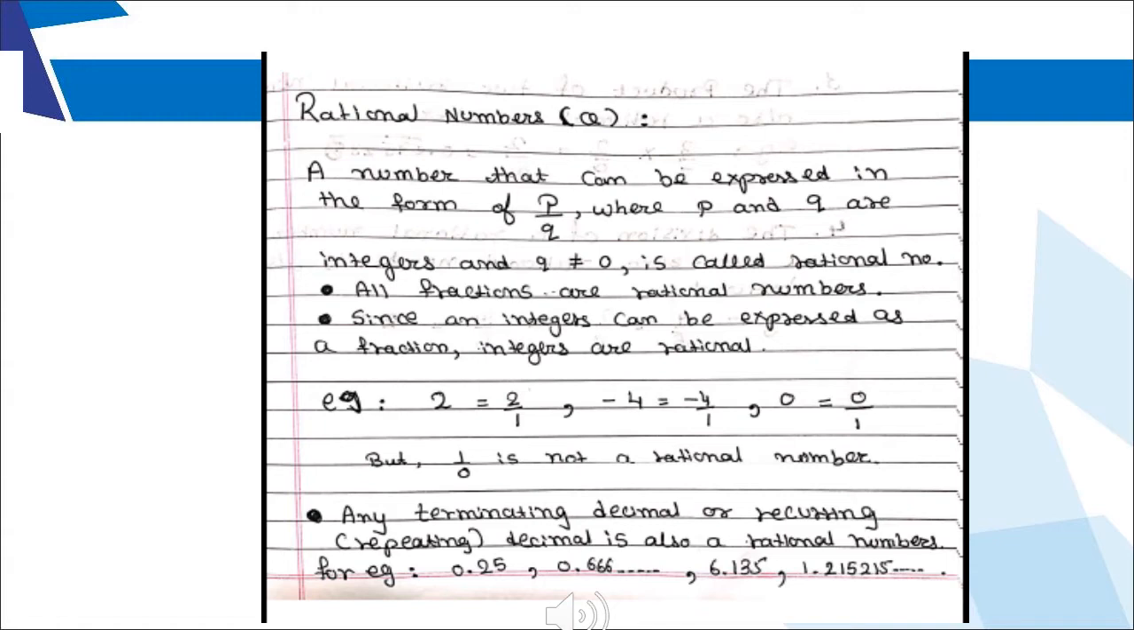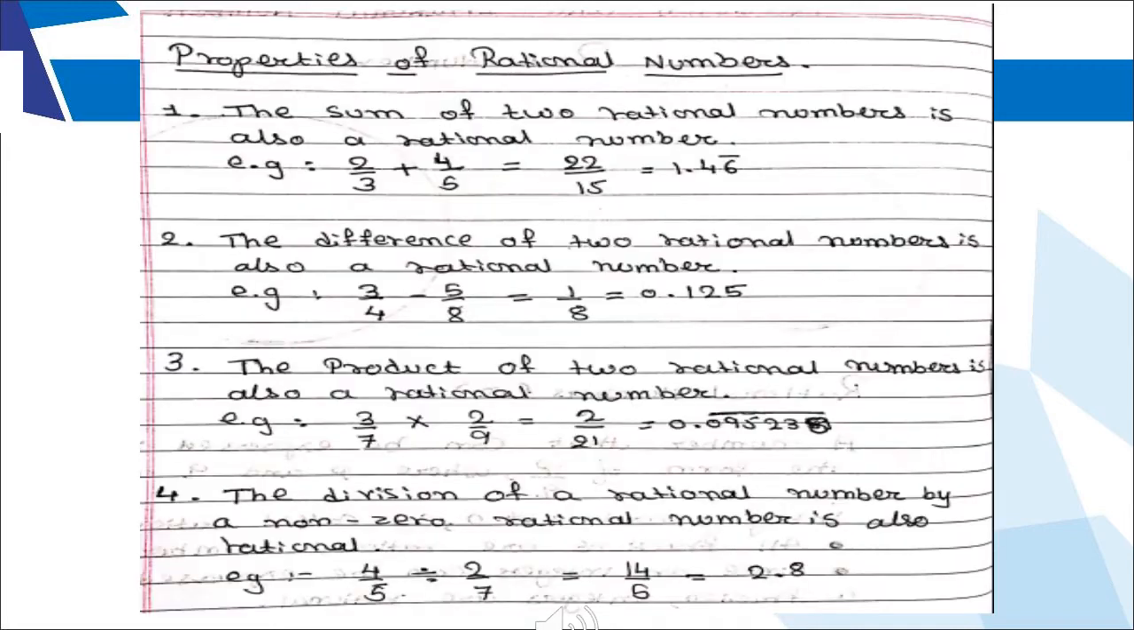Correct? So a number with a terminating decimal or a recurring decimal is also called a rational number. Let us have a look at the properties of rational numbers, or rules which you have to remember for rational numbers. The first says the sum of two rational numbers is also a rational number. It means when you add two rational numbers, the answer you get is also a rational number. For example, 2 upon 3 and 4 upon 5 are rational numbers, and I have added them, and the answer is 22 upon 15. For your reference, I have converted it into a decimal.